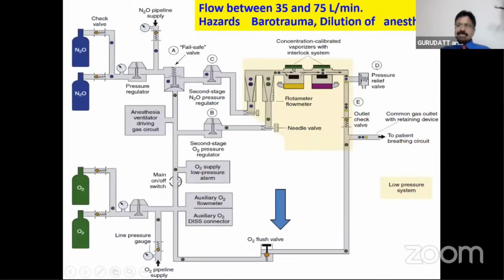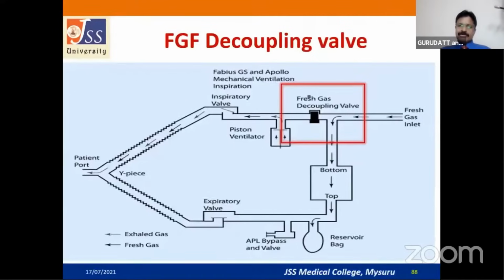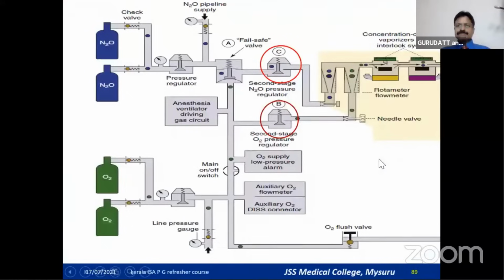So in Draeger machines, even if you activate it, it may not produce any barotrauma because in Draeger machines, you have the fresh gas flow decoupling valve. So all the fresh gases, even when you activate the flush, will not directly go to the patient because during the inspiration, all these gases will go to the bag. Only the bag gets expanded. Only during expiration, the gases are taken by the piston from this reservoir bag and pushed to the patient. So FGF decoupling valve, sometimes you may be asked, especially what is the safety feature adopted in Draeger machines, especially for accidental activation of the flush.